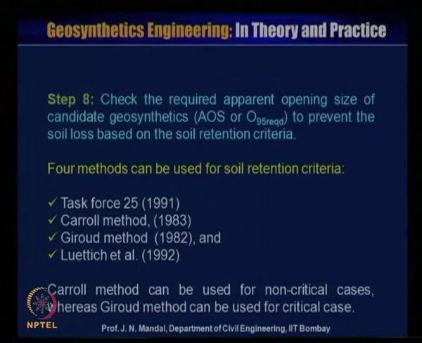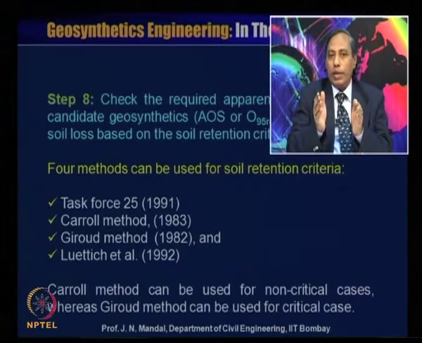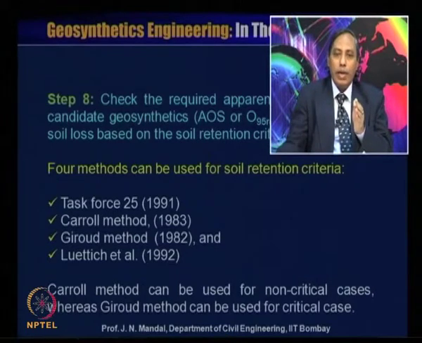Step 8, check the required apparent opening size of the candidate geosynthetics, that means AOS or O95, required to prevent the soil loss based on the soil retention criteria. Now there are 4 methods that can be used for soil retention criteria. One, Task Force 25 1991, Carroll method 1983, Giroud method 1982, and Luettich ETL 1992. Carroll method can be used for non-critical cases, whereas Giroud method can be used for critical cases.